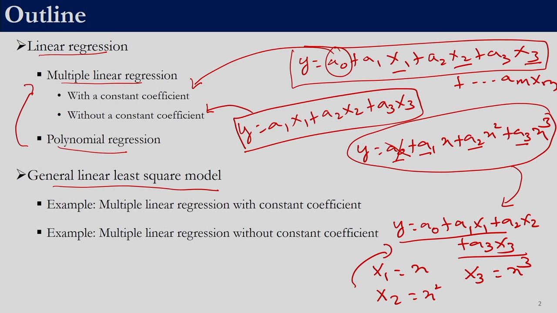Under the general linear least square method, we will be discussing multiple linear regression with constant coefficient and also multiple linear regression without constant coefficient. That is going to be the focus of this session. Whatever we had considered so far, we had only one independent variable, one dependent variable and one independent variable. In multiple linear regression, we will have more than one independent variable. The dependent variable is still one. So we are talking about models like y is equal to a0 plus a1 x1 plus a2 x2 plus a3 x3 and so on. Now let us look into multiple linear regression.